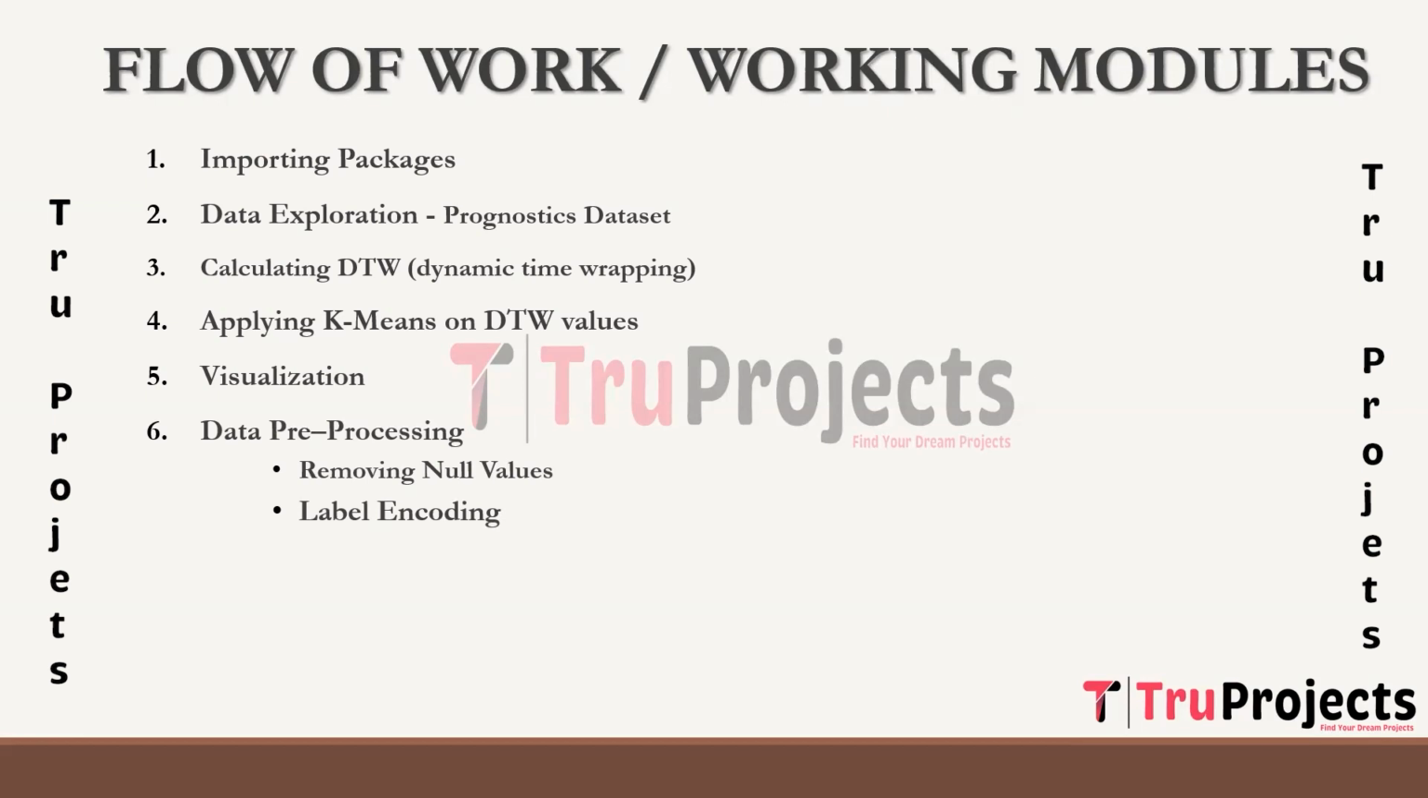The next substep is label encoding. Categorical data, if it is present, is encoded into numerical values using label encoding. This step ensures the compatibility of the data with machine learning models.